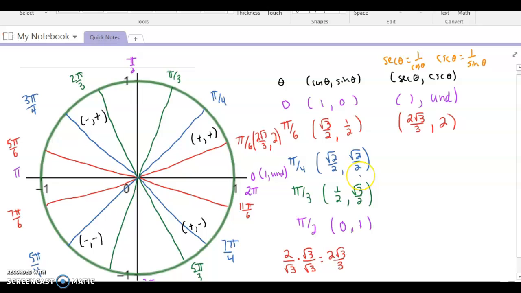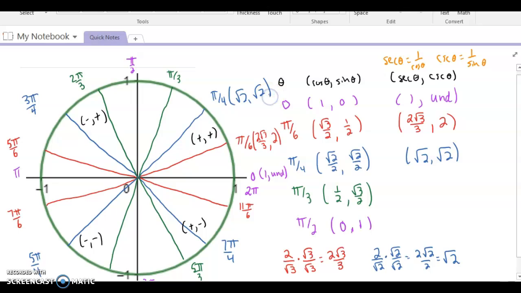At pi over 4, I run into a nice coincidence that both of my values are exactly the same, the square root of 2 over 2. Again, finding the reciprocal gives me 2 divided by the square root of 2, which is a correct value, but not one that we're going to look for, because we want to rationalize the denominator. So I'm going to multiply the top and bottom by the square root of 2, giving me 2 square root of 2 divided by 2, which equals the square root of 2. So both the secant and the cosecant are the square root of 2. Sorry, I forgot to write those values in: square root of 2, square root of 2.